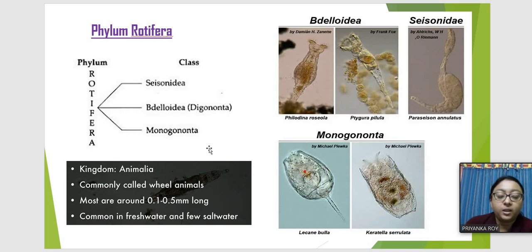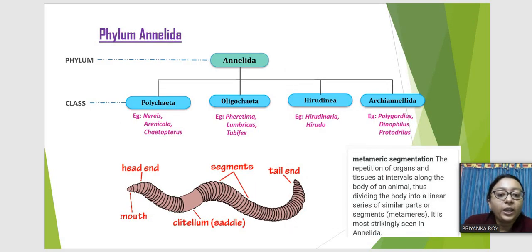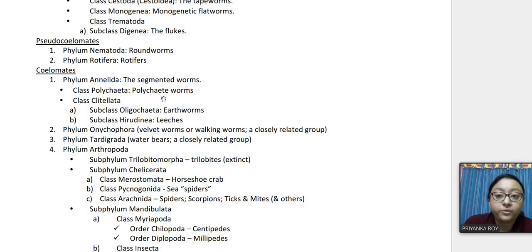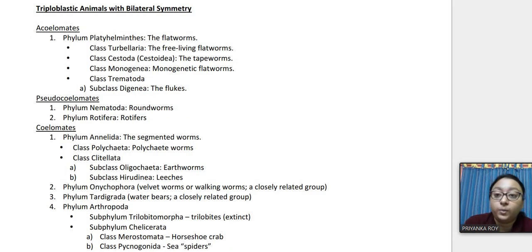Next comes the rotifers. The rotifers are also called the wheel animals because they have a tuft of ciliated hair around their mouth, and when they move very rapidly, it looks like two wheels are running in front of their mouth. So they are also called wheel animals, and they are mostly common in fresh water and also in salt water. These are the classes, and these are some examples of rotifers. So now we have completed the discussion of pseudocoelomates and acoelomates in triploblastic animals with bilateral symmetry.